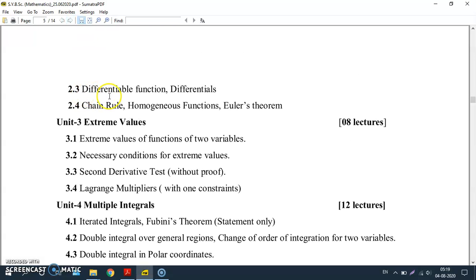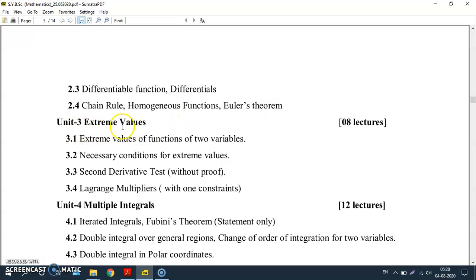Then the next topic is differentiable function and differentials. We will see the condition when a function is called a differentiable function and what is meant by differentials of a function. And the next topic is chain rule. By chain rule, we will find the differentiation of functions which are functions of several variables. What is meant by homogeneous function and Euler's theorem, that we will see.